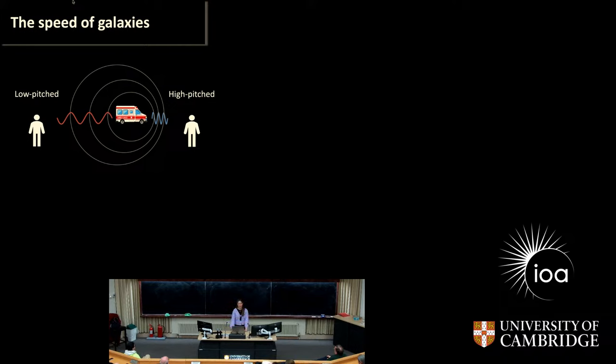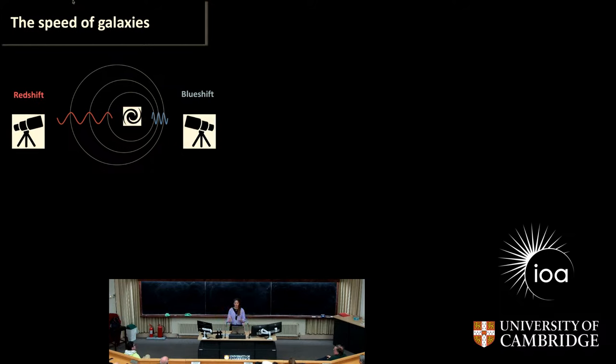Similarly, light is a wave, and the equivalent for light of high-pitched is a blue color, while the equivalent of low-pitched is shifted towards the red. So if we're looking at a distant galaxy and the light it's emitting looks a little bit bluer than we would expect, it might mean that it's coming towards us. While if the light is shifted more towards the red, then the galaxy is going away.